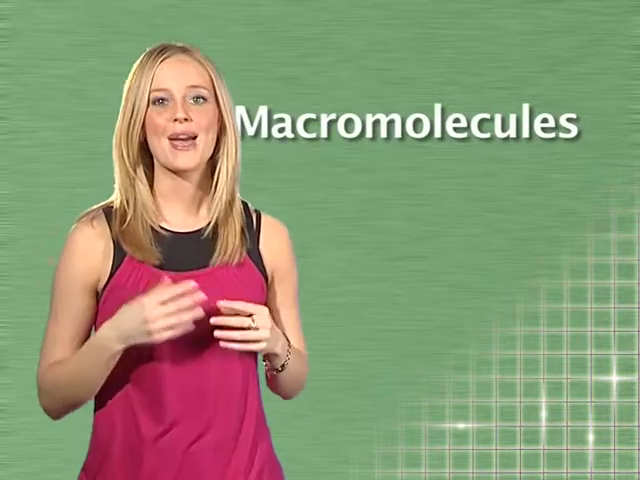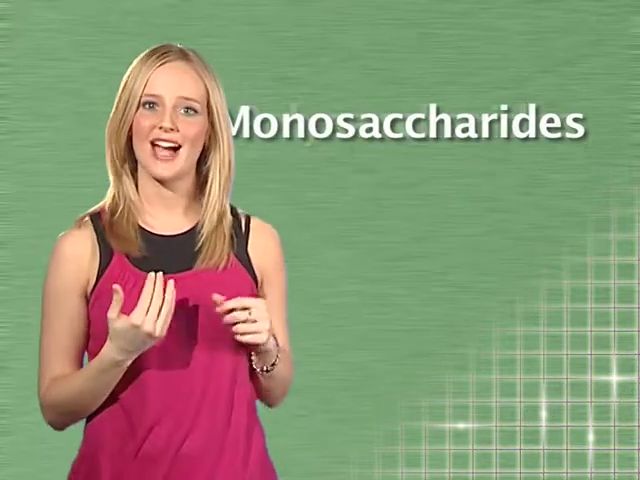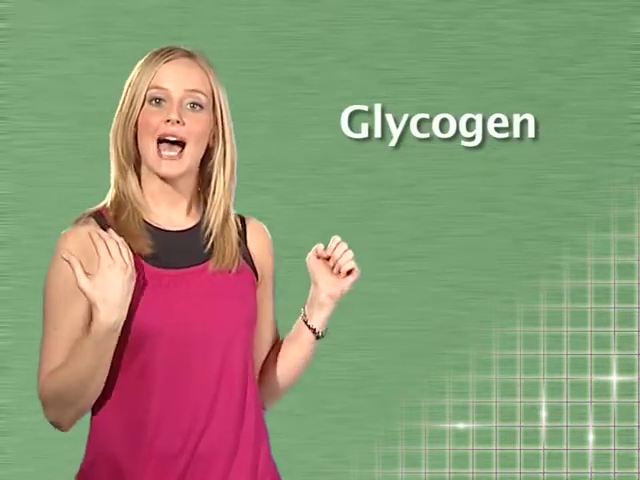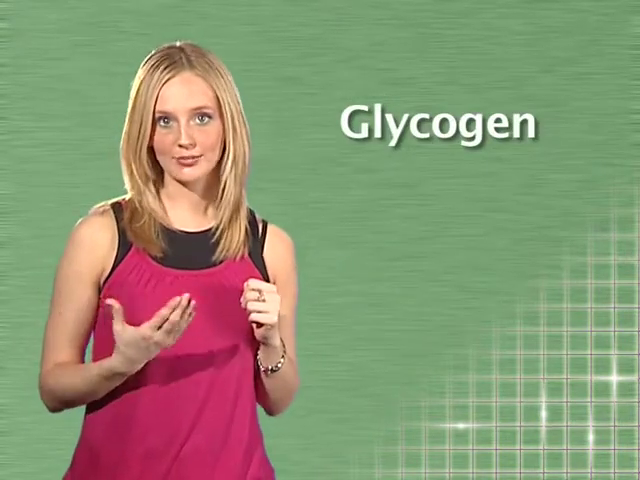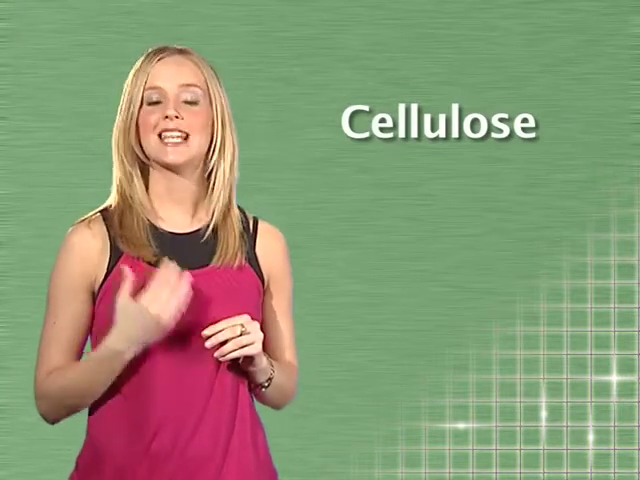Polymers are large molecules, macromolecules, made from repeating units called monomers. Polysaccharides are polymers of monosaccharides. There are many polysaccharides, but you need to know about 3. Starch, which is found in plant cells and is an energy store. Glycogen, found in animal cells such as liver and muscle, and is also an energy store. And cellulose, which can be found in plant cell walls and is structural.